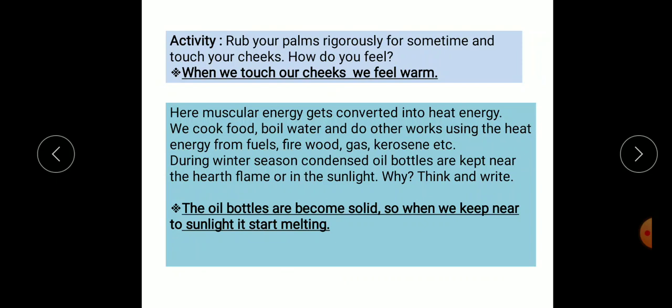During winter season, you can see, students, condensed oil bottles, means coconut oil bottles, are kept near the hearth flame or in the sunlight. Why, students? You can think and write. Because the oil becomes solid, so when we keep it near the sunlight, it starts melting because of heat energy.